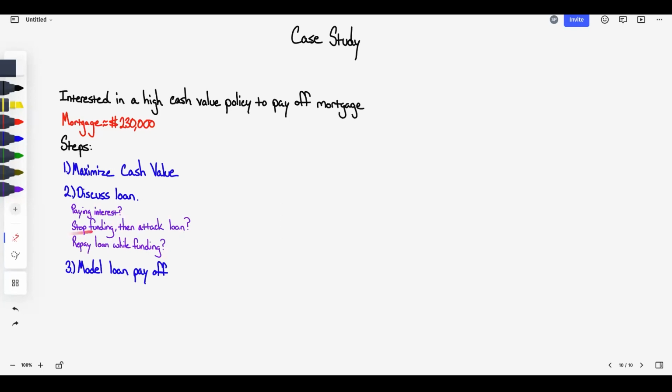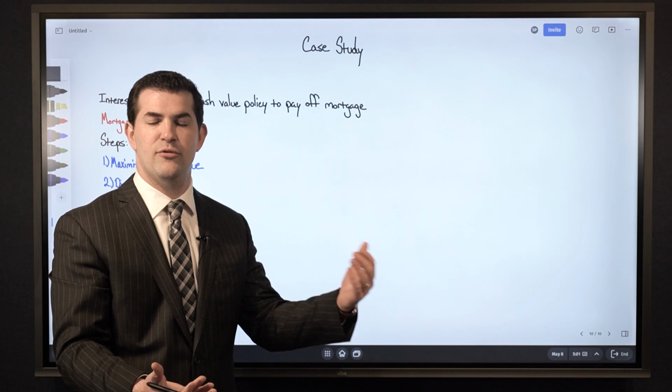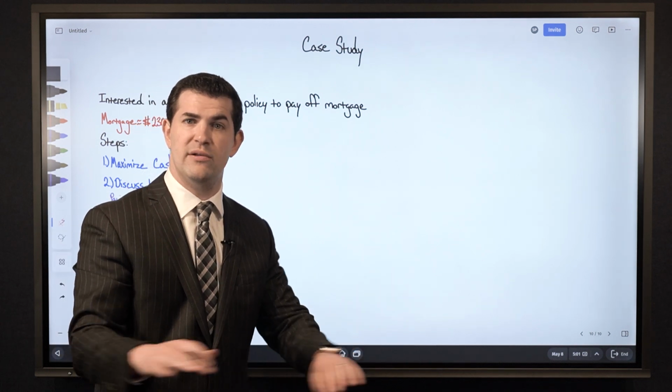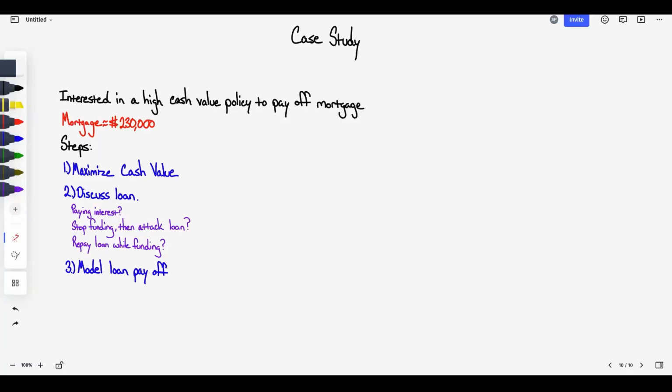Next, do you want to stop the funding and then attack the loan? For example, what some people will do here is aggressively fund a policy. They'll take loans while they are aggressively funding the policy, but then what they'll do when they stop the funding is take those dollars they were paying toward premium and attack the loan balance on a policy. Does that make the most sense from a number standpoint? Does it make the most sense from a comfort level standpoint? Are you more comfortable clearing that loan? A lot of times people are. Or do you plan on continuously funding the policy while you repay the loan?